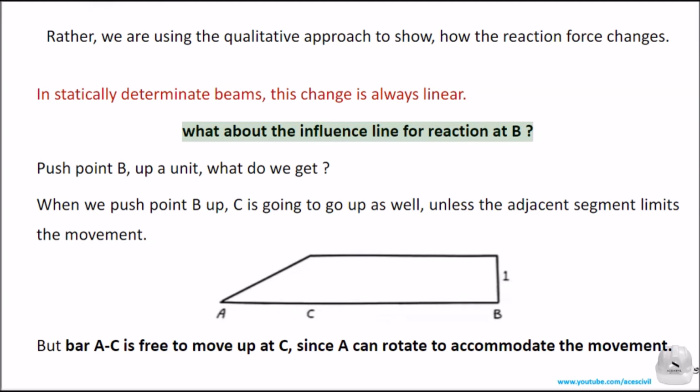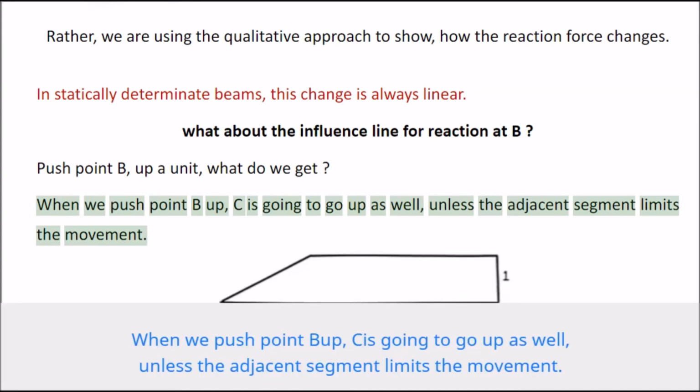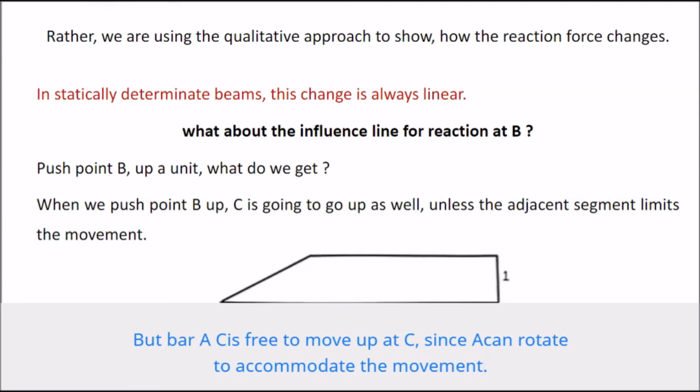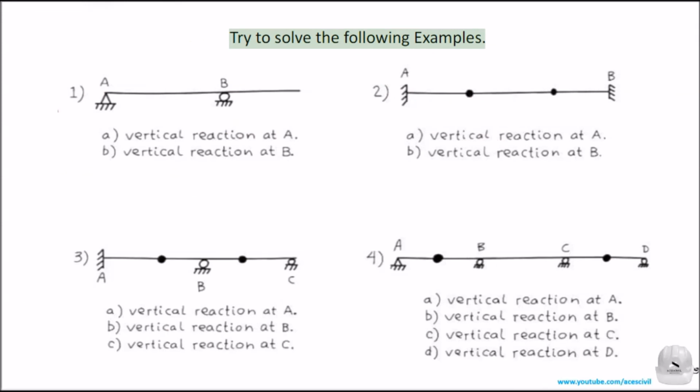What about the influence line for reaction at B? Push point B up. What do we get? When we push point B up, C is going to go up as well, unless the adjacent segment limits the movement. But bar AC is free to move up at C, since it can rotate to accommodate the movement. Try to solve the following examples.